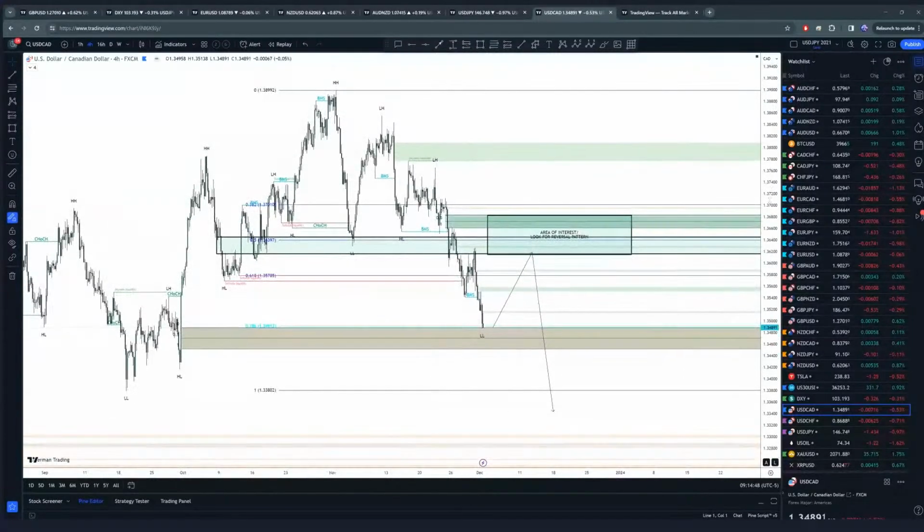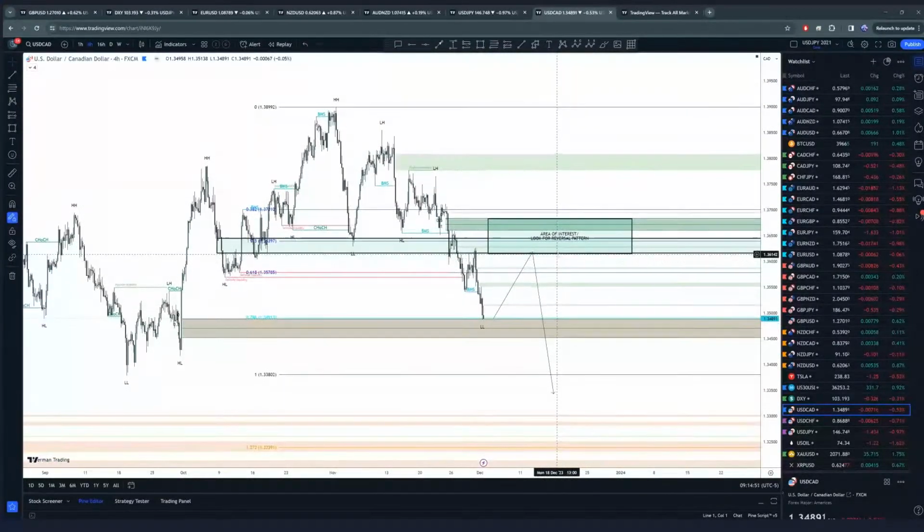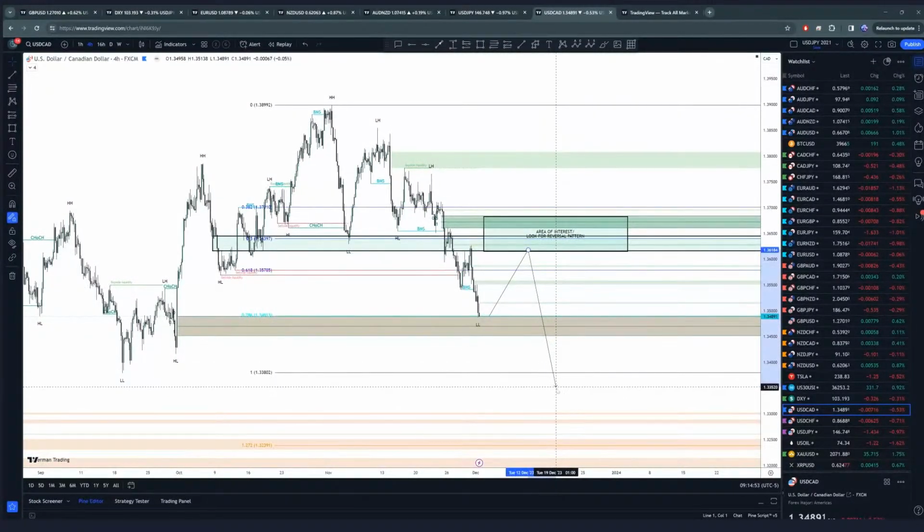Okay. So this looks like what we're going to do for USD CAD. We're going to try to buy this up.